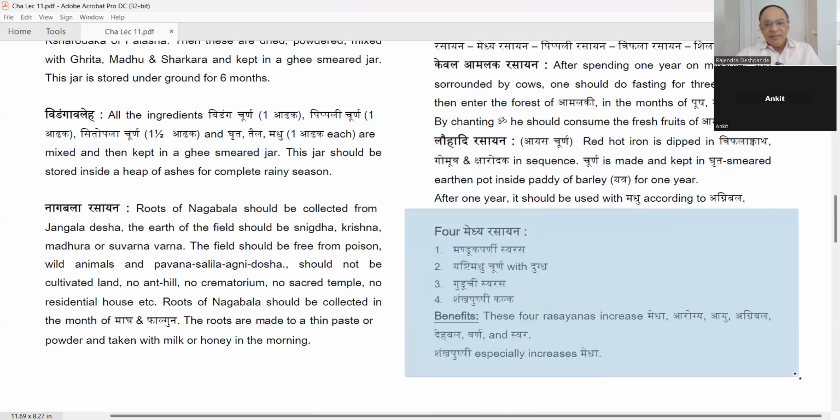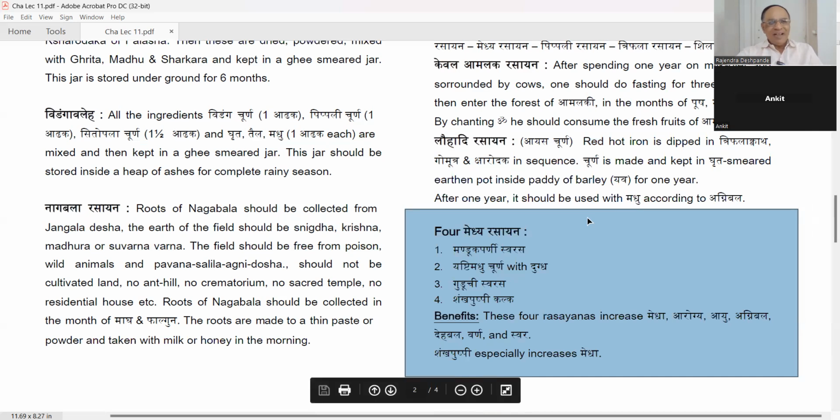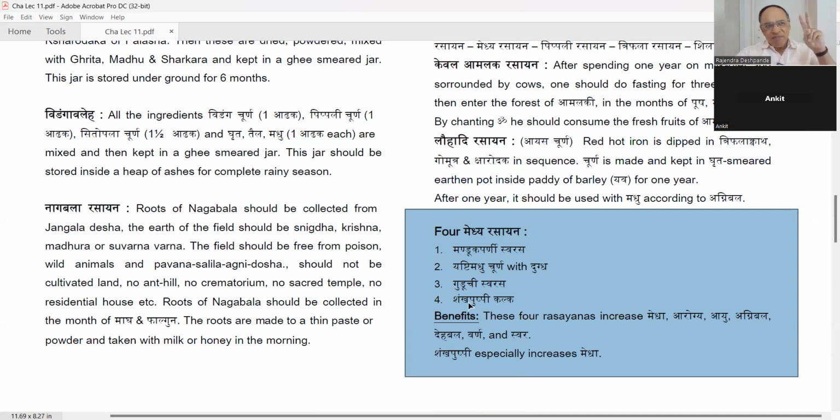4 Medhya Rasayan. I will wait. You can write down the names, especially Mandukaparni and Shankapushpi. At least these 2 names are very, very important. Mandukaparni, Shankapushpi. So Mandukaparni Swaras will be there. Yashti Madhu Churna, that is Jeshtamad, Glycyrrhiza glabra, with the milk. Then Guduchi Swarasa, Tinospora cordifolia, and Shankapushpi Kalka, that is paste.